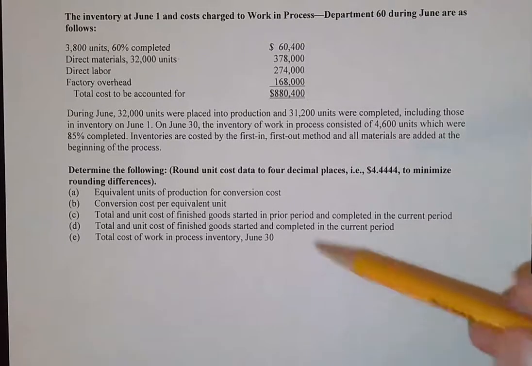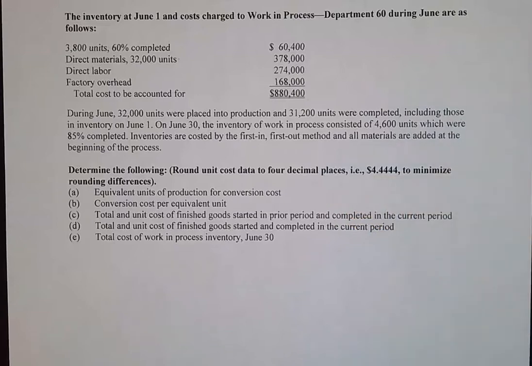Determine the following. We're here in the bold. Round unit cost data to 4 decimal places, because if we don't, the rounding is going to come back to bite us. To minimize rounding differences. Okay. So the first thing that they want us to do here in A is probably the easiest. And they want us to determine equivalent units of production for conversion costs.